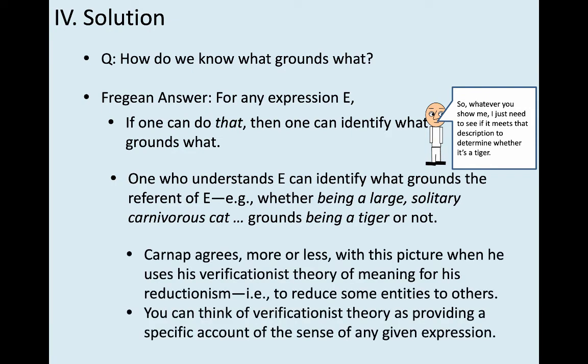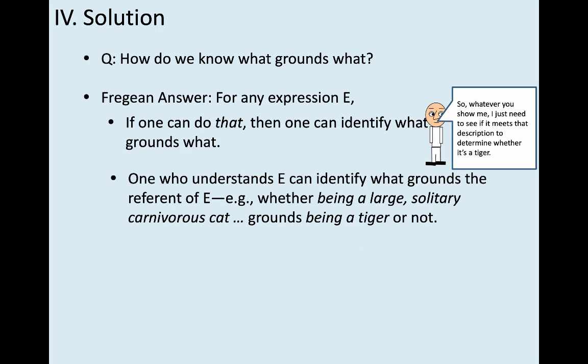Carnap agrees more or less with this picture. Frege agrees more or less with this picture. This picture is inherent to Carnap's verificationism. You can think of the verificationist theory of meaning as providing a specific account of the sense of any given description. Frege needn't accept that particular account, but he could. So if you accept Frege's view, then you can accept that you can know what grounds what by thinking about what's analytic and what isn't.